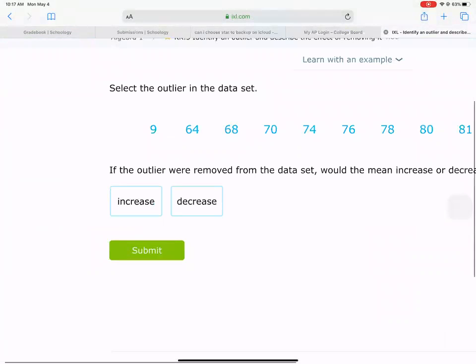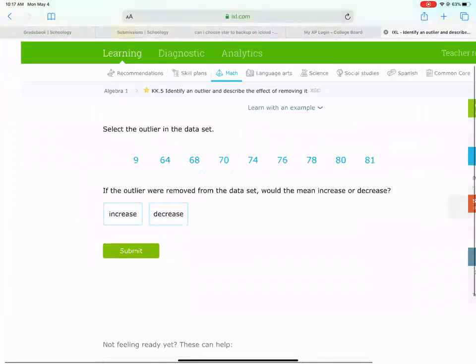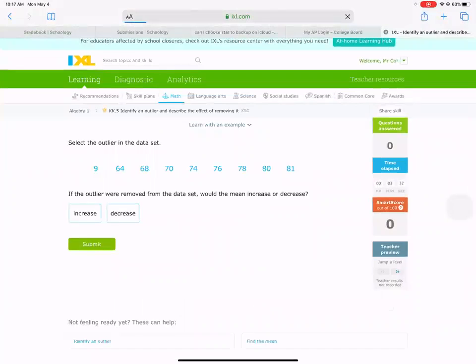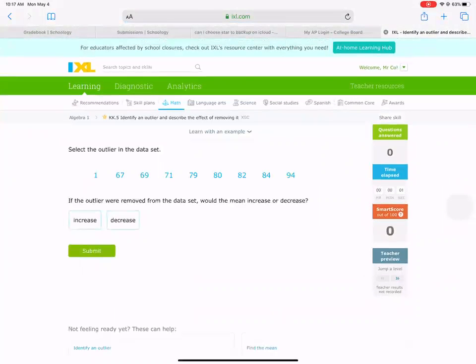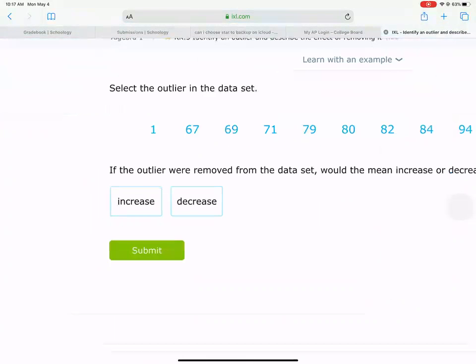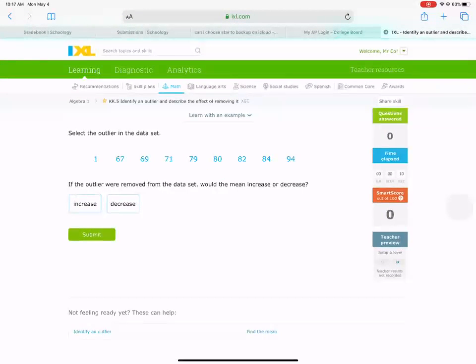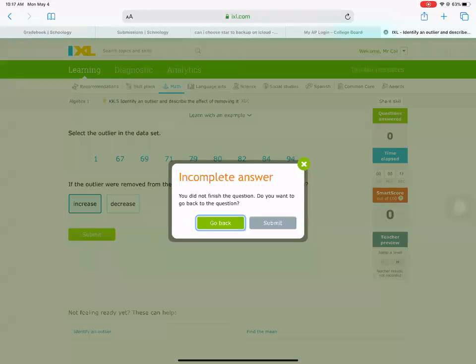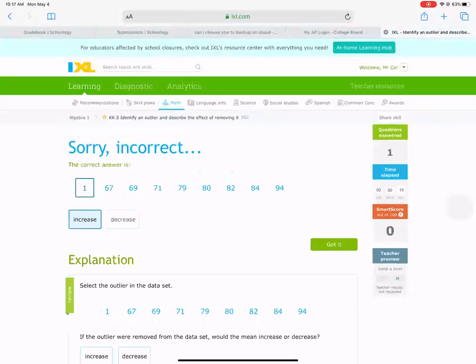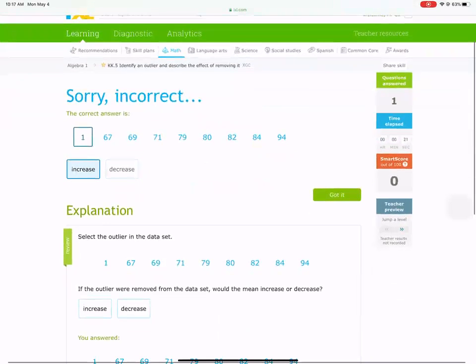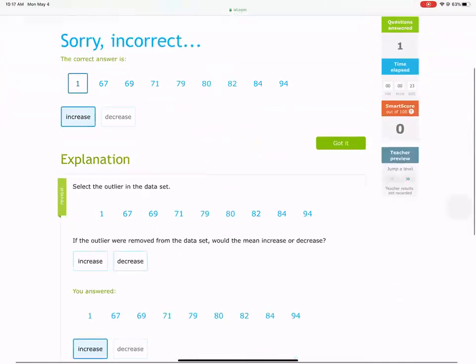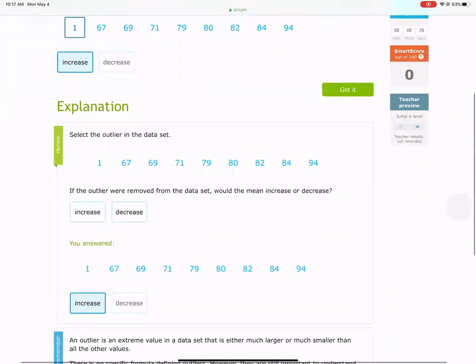Hey, buddy. It's not letting me tap. Let me reload the page. Okay, let's see. 1 is my outlier. So my mean would, oh, okay, you guys get the idea. You guys can tap on yours, but I can't tap on mine. Okay, I would tap increase. The average would increase. Oh, there it goes. And then I'm going to submit that. Oh, see, it said increase. I wrote increase. Yeah, it would increase, right?